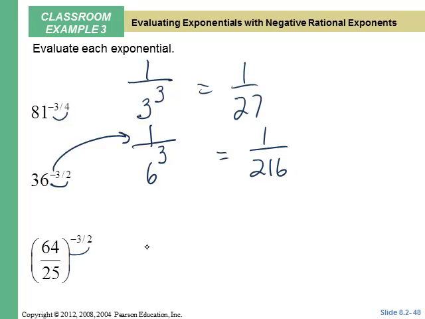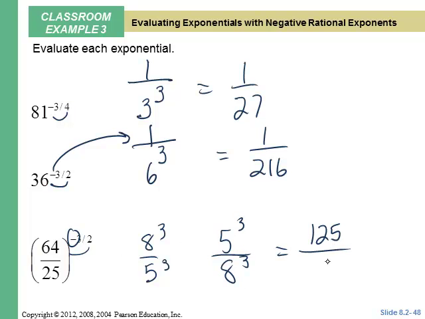The square root of this is 8 over 5. Cube each of them, but then switch them around so the 8 is on the bottom, the 5 is on the top. 5 cubed is 125. 8 cubed is 512. I'm not sure if that's right or not. It's close.